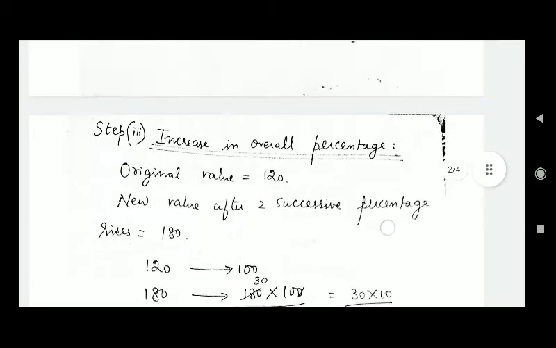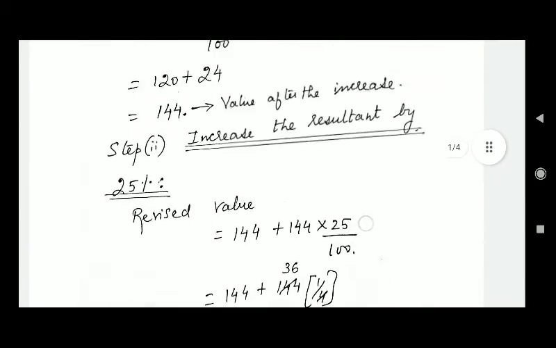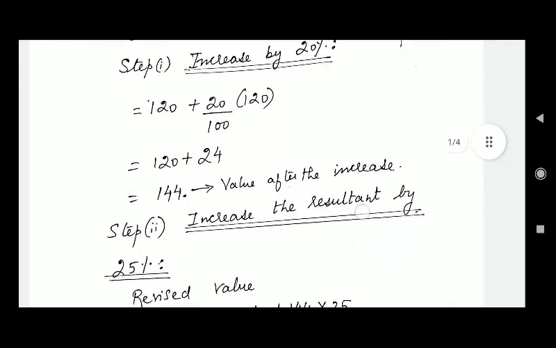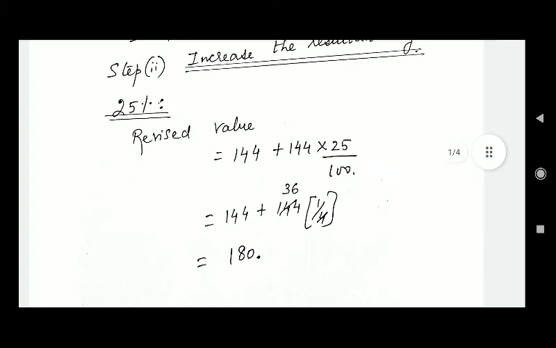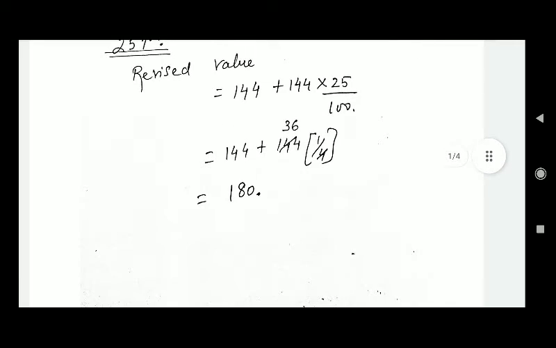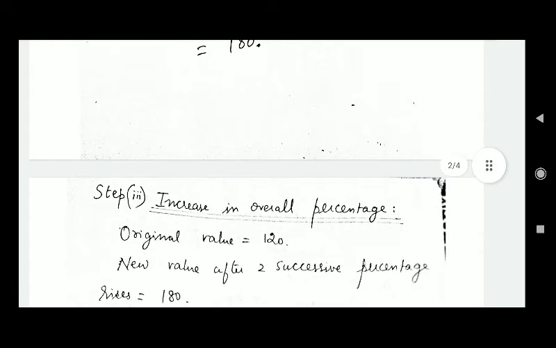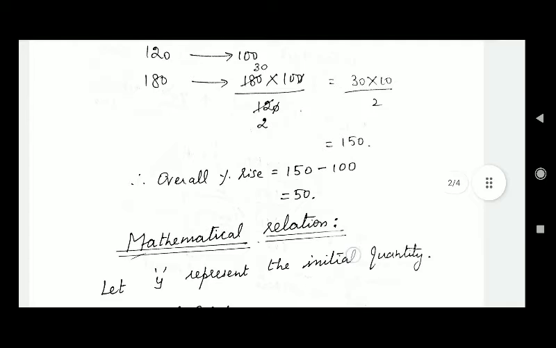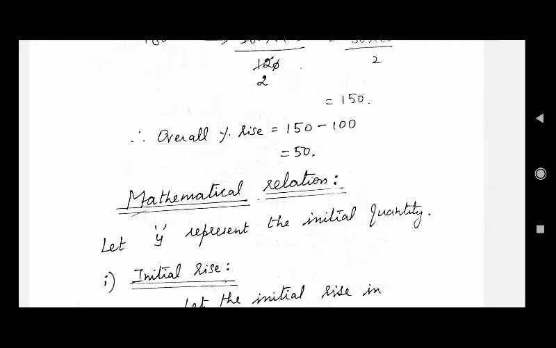So let us revisit our example once again. What we do is initially raise a fixed quantity 120 by 20 percent. From then on we increase it again by 25 percent. So 20 percent followed by 25 percent, but the overall percentage was found to be 50. Now we will find a mathematical relation between the 20, 25 and 50, that is the individual percentage rises and the overall percentage rise.